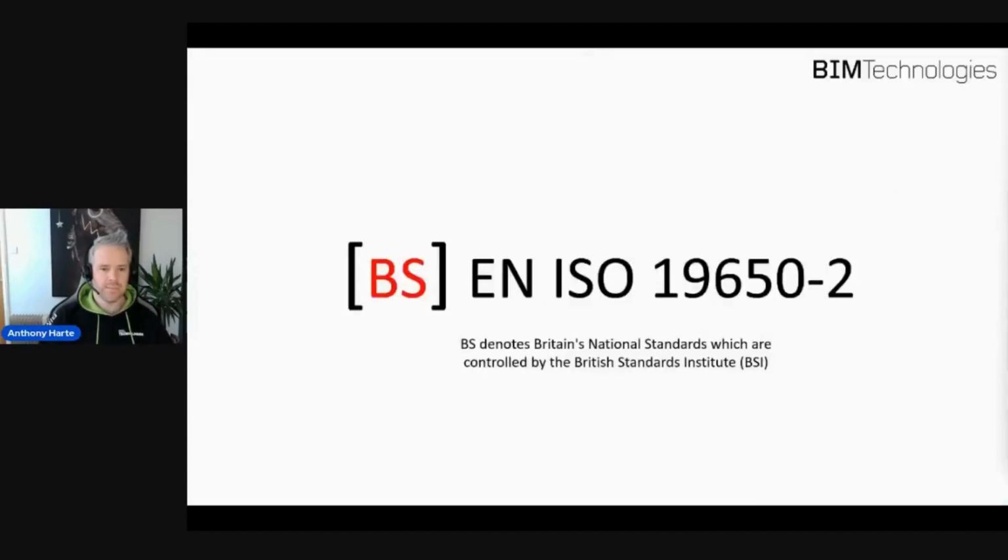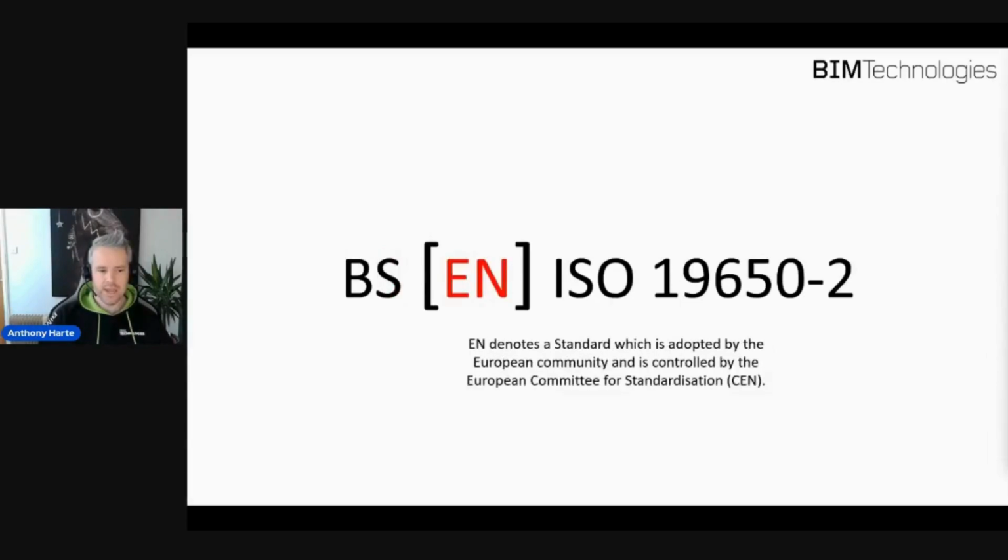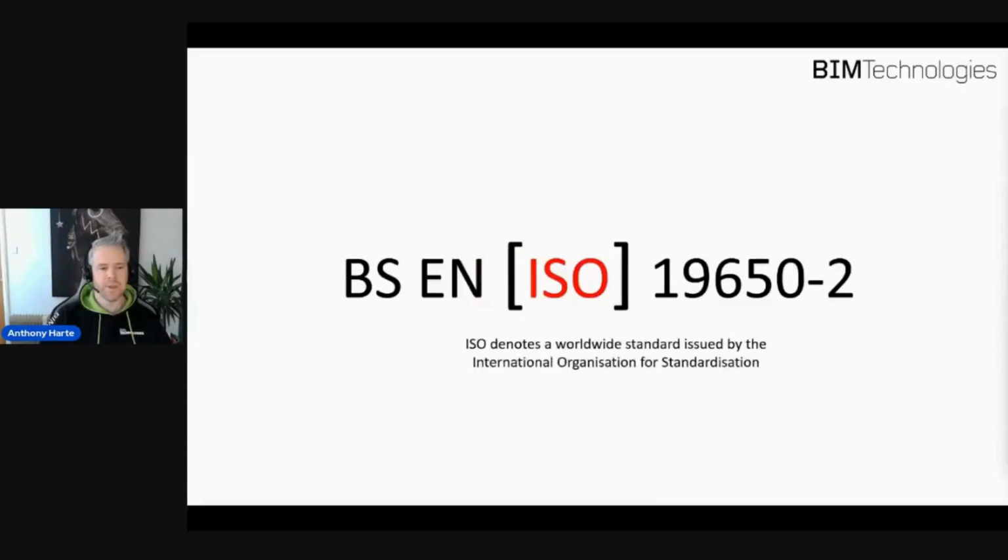So what do the codes actually mean? In the UK, slightly different to other parts of the world, the BS denotes the British national standards, which are controlled by the British Standards Institute here in the UK. That precedes the EN. For us, the EN denotes a standard which is adopted by the European community, controlled by the European Committee for Standardisation, which is CEN. And then we have the ISO itself, which denotes a worldwide standard issued by the International Organisation for Standardisation.